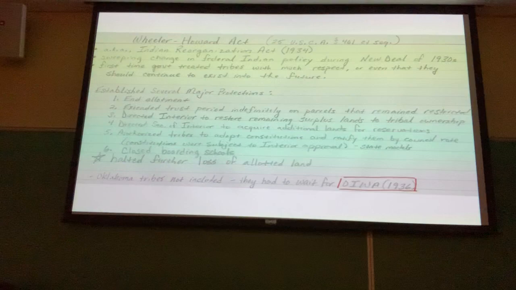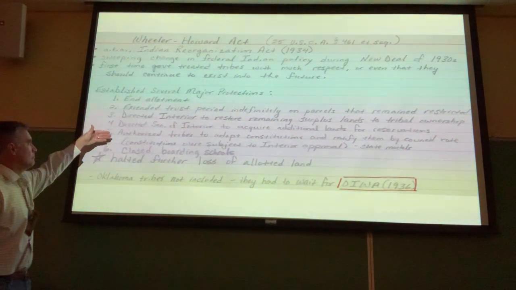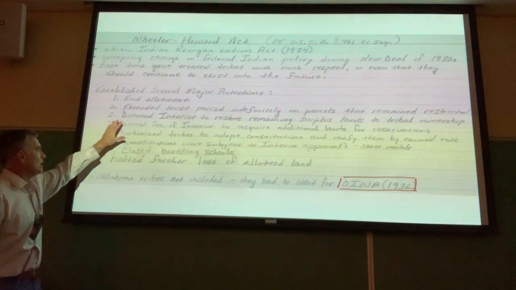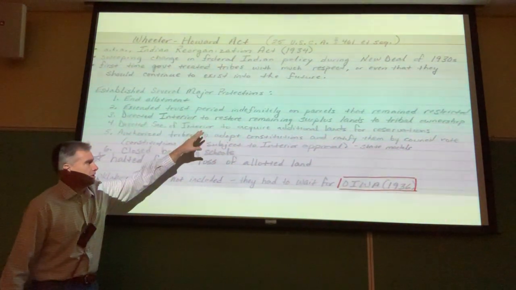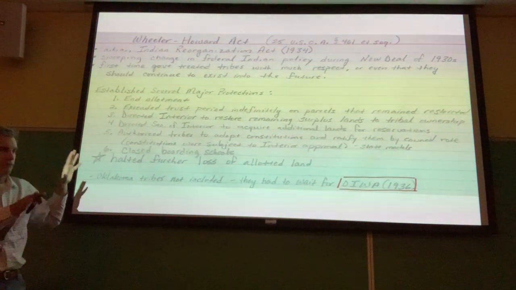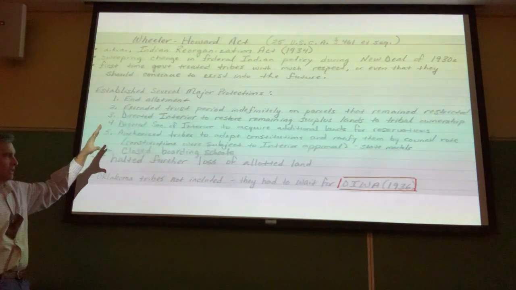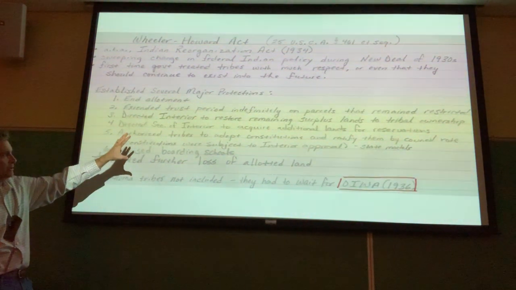Okay. Now we've talked a little bit about the Oklahoma or the Wheeler-Howard Act. I just mentioned it. This was the big change that came about with John Collier during the Franklin Roosevelt era and the New Deal, and it changed things in six big ways. It ended allotment, we know that. It extended the trust period indefinitely on parcels that remained restricted. So it kind of froze them in time in 1934. Of course, that doesn't include Oklahoma lands. That wouldn't affect Oklahoma until 1936.